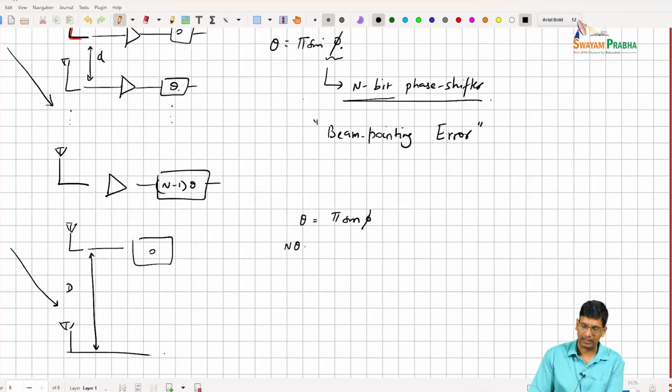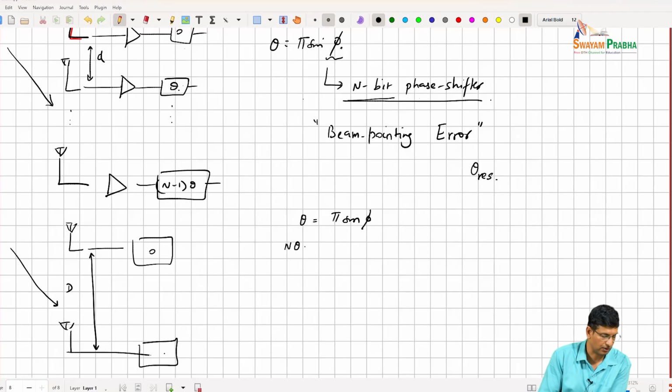So that's basically what I need. So you can think that if I move my, let's say that the minimum resolution that I have is theta res, right? That's the minimum resolution that I can implement. Then the minimum change in phi that I can observe is basically sine inverse theta over theta res divided by pi times n.